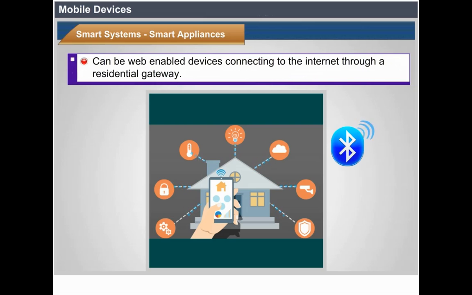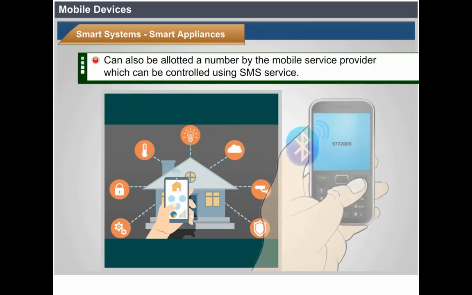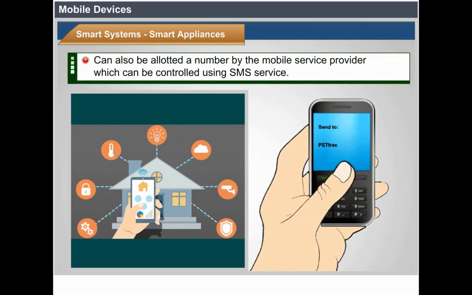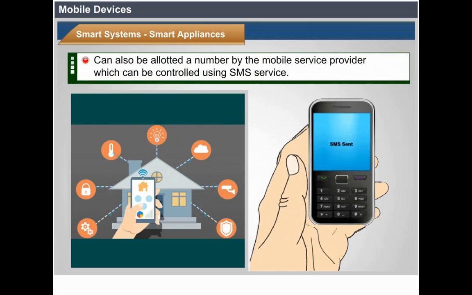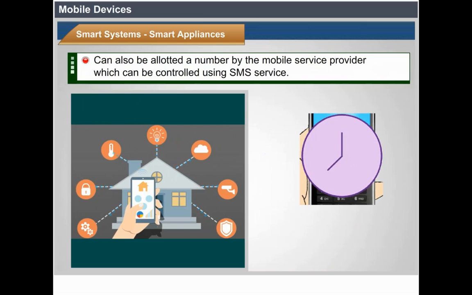They can be web-enabled devices connecting to the internet through a residential gateway. They can also be allotted a number by the mobile service provider, which can be controlled using SMS service.